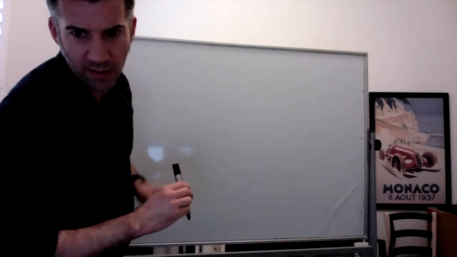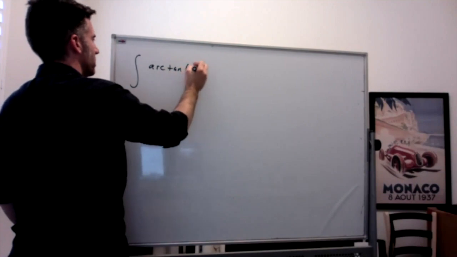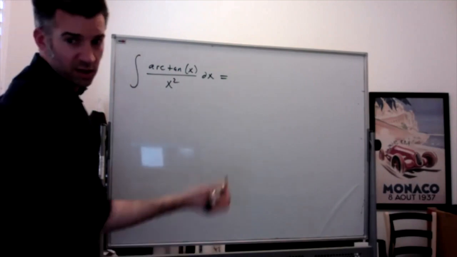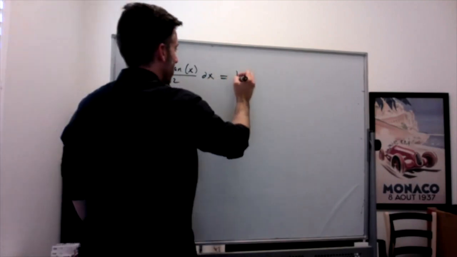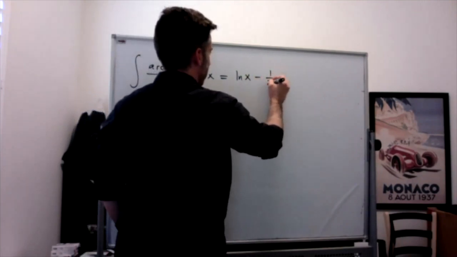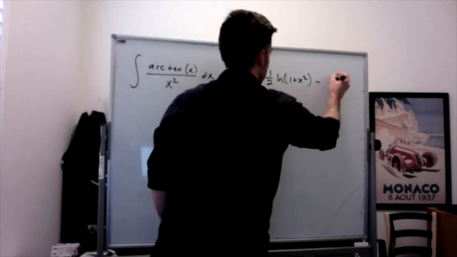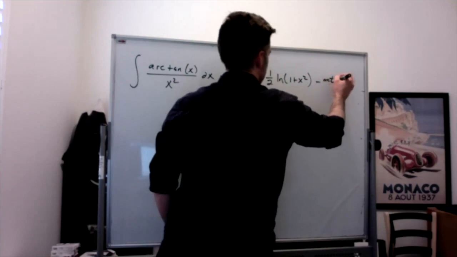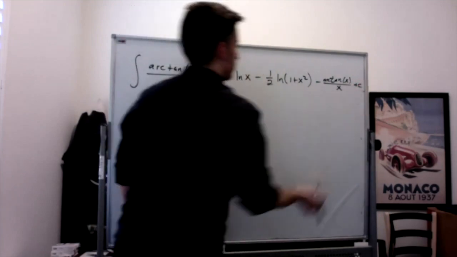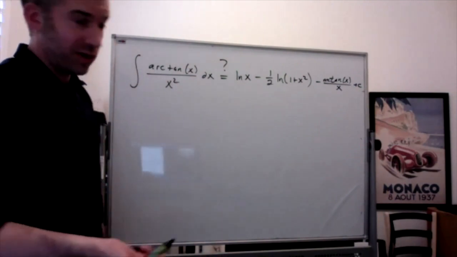So, let's see what have I got here. I want to ask, is the antiderivative of arc tangent of x divided by x squared equal to something that looks pretty wonky, the natural log of x minus 1/2 the natural log of 1 plus x squared minus the arc tangent of x over x plus c. Is that equal to that? Well, we're going to check. We're going to take the derivative.